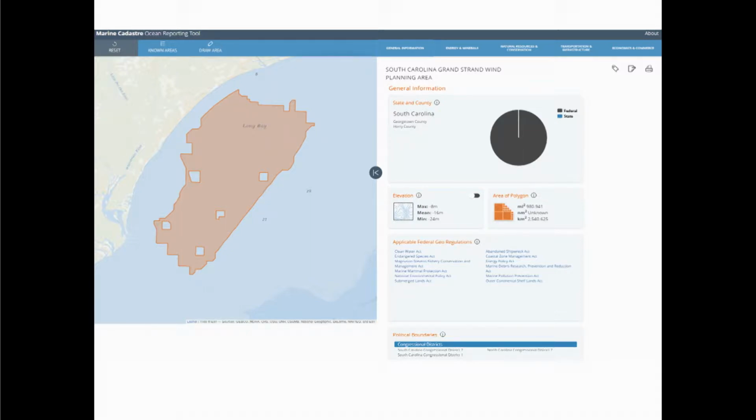You have general information, which is basic site characterization information, energy and minerals, natural resources and conservation, transportation and infrastructure, and economic information. So each one of these reports is made up of infographics, and each of the infographics are based on data from MarineCadastre. And for each infographic, you have an information button that you can go into and get more information or metadata for that particular infographic, and in some cases, the rule set for how that infographic was developed.